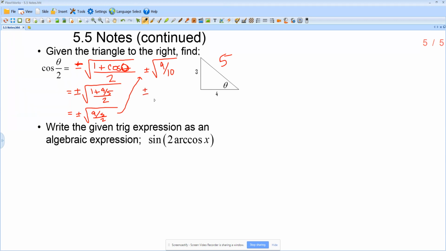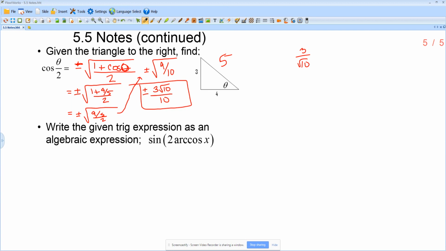And this will give me plus or minus 3 root 10 over 10. So I did the square root of 9, and I rationalized the square root of 10. So I skipped one step that I'm hoping you can follow. If not, just write out that extra step. Square root 9 is 3 over square root 10, and then rationalize.